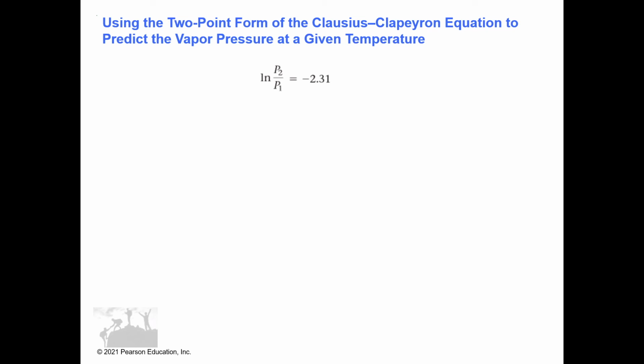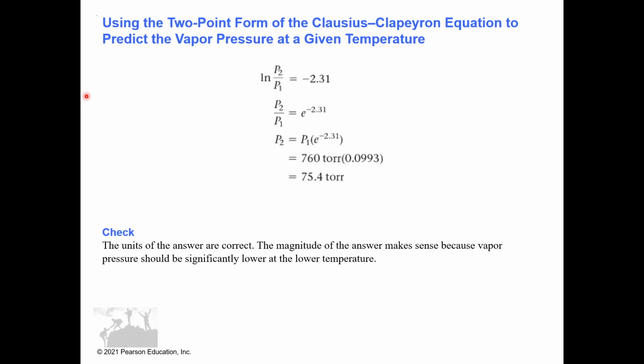Now to get rid of the natural log, we're going to have to set both sides to the base E. And that's how you get rid of the natural log on the left-hand side. Then all you have to do is multiply both sides by P1 to isolate P2. Plug in the rest of the values. So in the end we have 75.4 torr as our P2. And yes, this should make sense because at a lower temperature we would expect a lower vapor pressure.